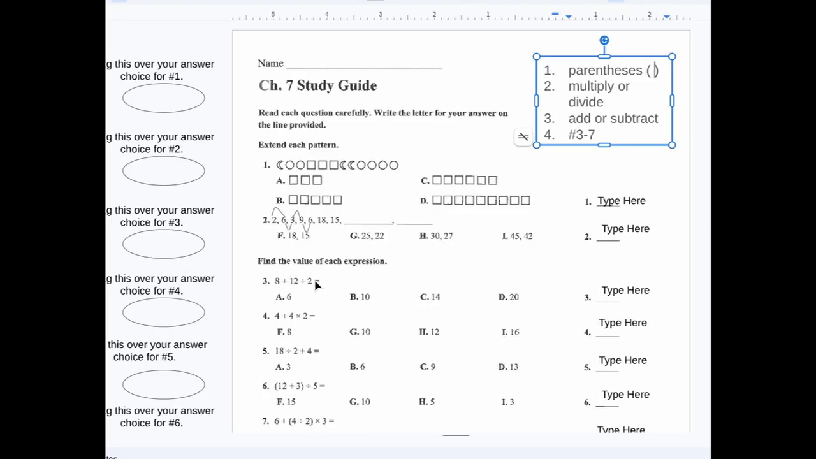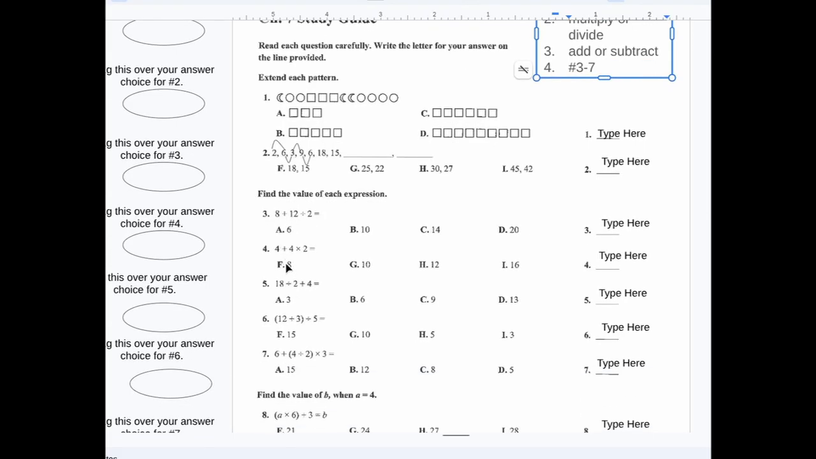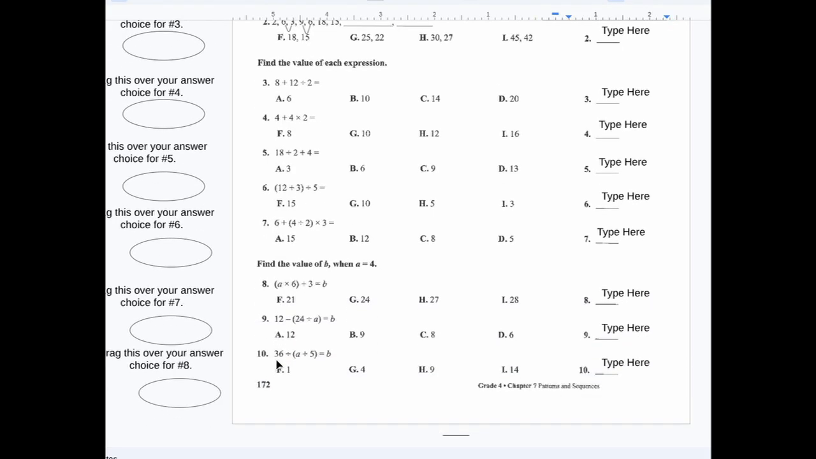12 divided by 2 is what? And then you add the 8. You do that for 3, 4, 5, 6, and 7. For number 8, you need to circle A equals 4. Circle A equals 4. And that means you plug in 4 for every A and solve it. Okay?